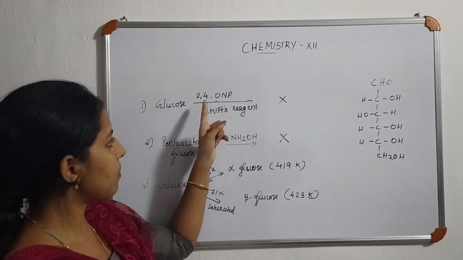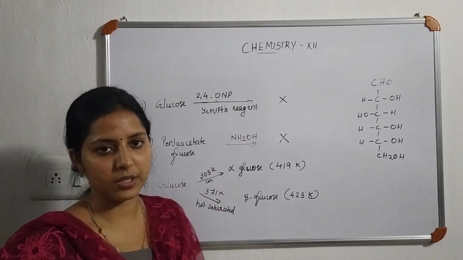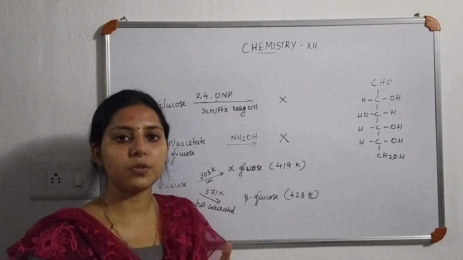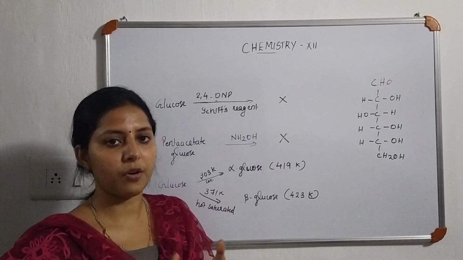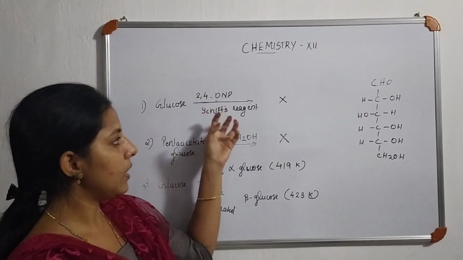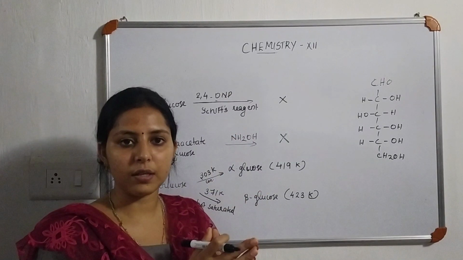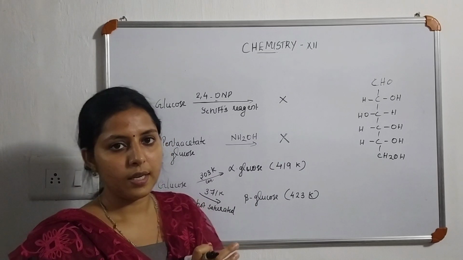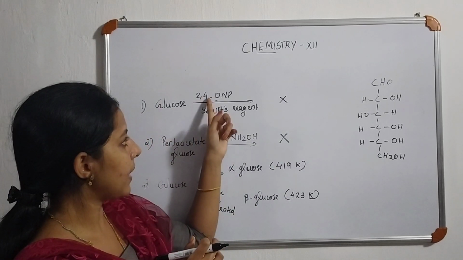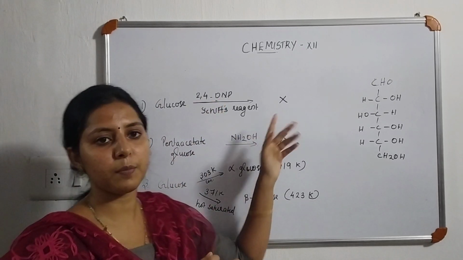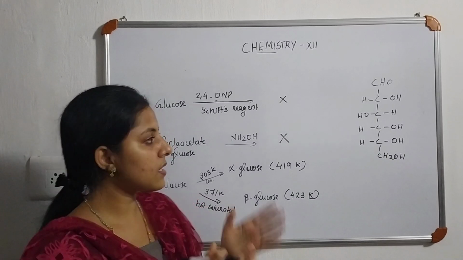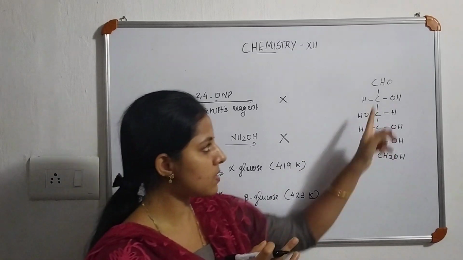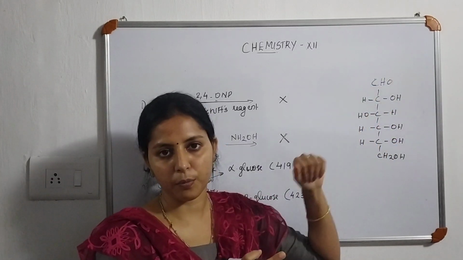First, the reaction of glucose with 2,4-DNP and Schiff reagent. These reagents are used to detect the presence of a CHO group or aldehyde group. So if there is an aldehyde group in the compound, these reagents give a positive result. But when glucose reacts with 2,4-DNP or Schiff reagent, there is no reaction. That means there is no free aldehyde group in glucose. But this open chain structure shows that there is a free aldehyde group.